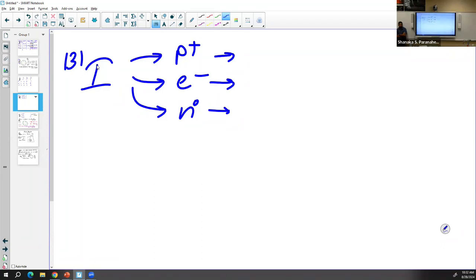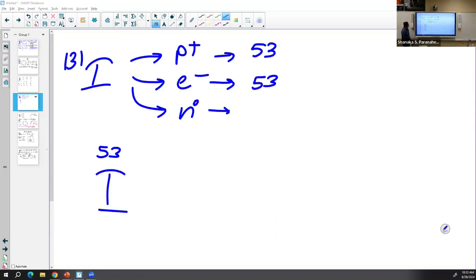How many protons? Protons equal the atomic number. I didn't give you the atomic number in the symbol, so use the periodic table and find the atomic number of iodine. 53. Good. So it's 53 protons. How many electrons in this atom? Equal number of electrons because it's neutral.